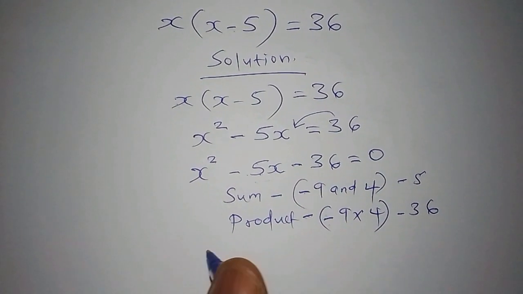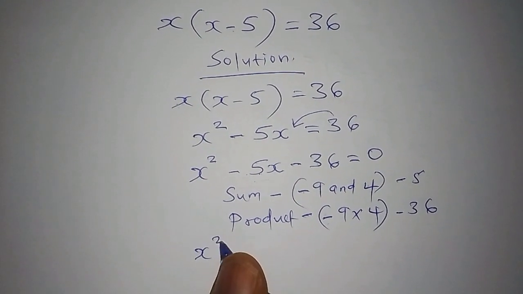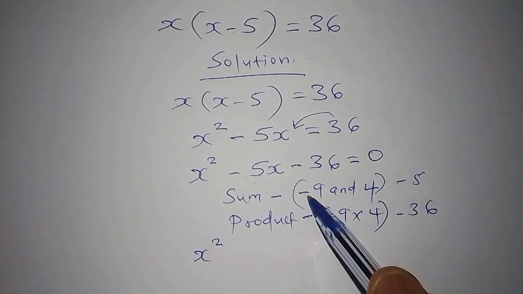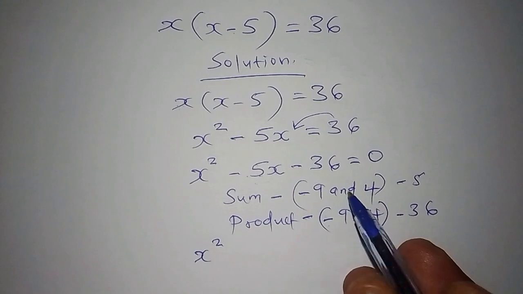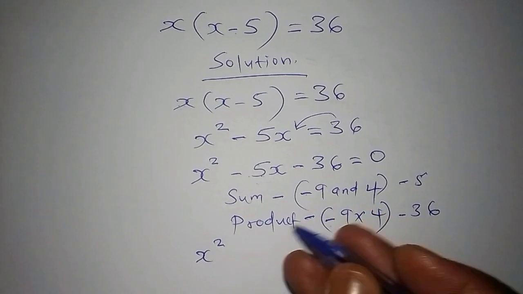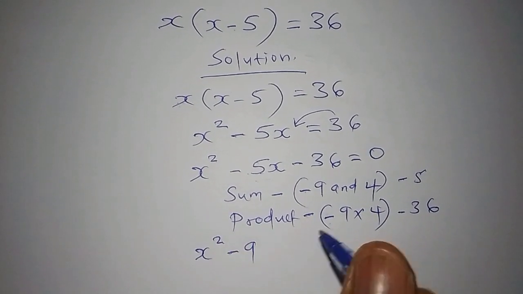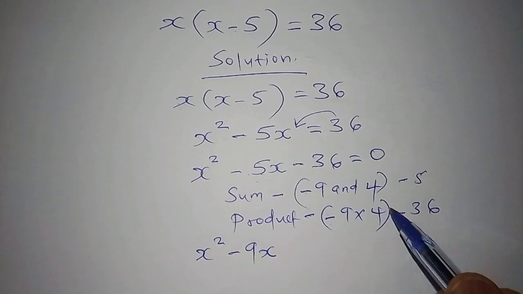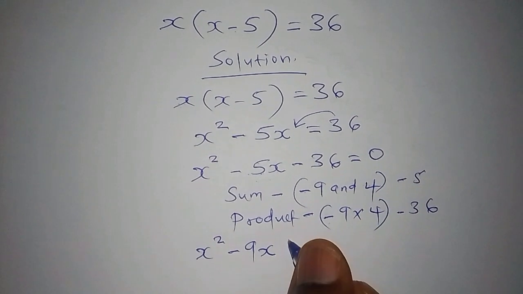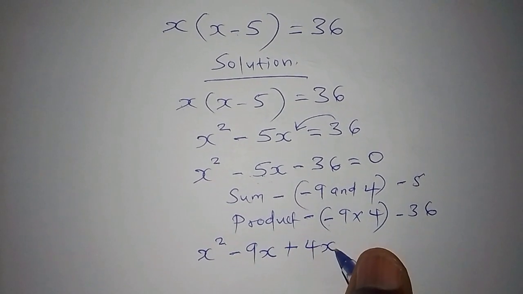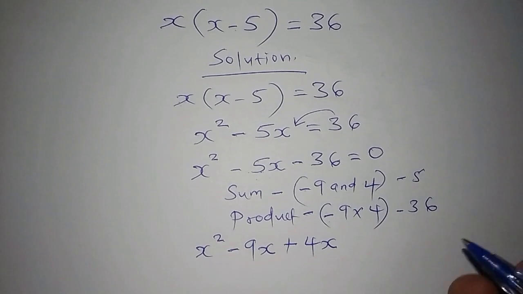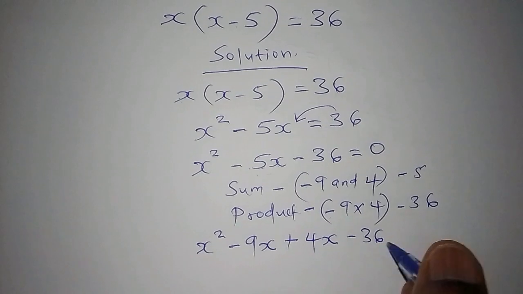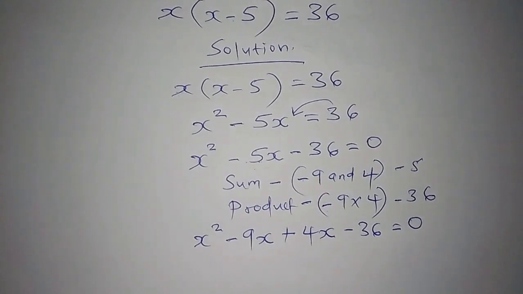So now we have x squared. Where there was minus 5x, we do it with minus 9 and 4. So x squared minus 9x, plus, remember this one was addition, plus 4x, minus 36 is equals to 0.